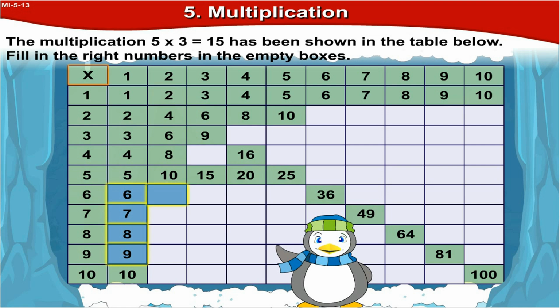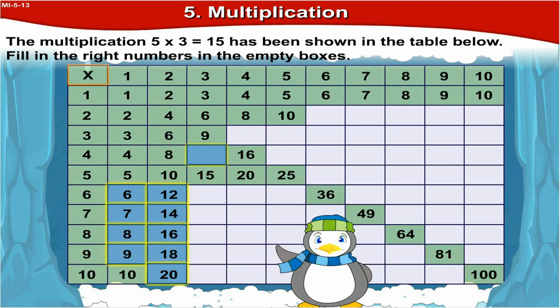Now let us see the next column. We have number 2 over there. 2 multiplied by 6 is 12. 2 multiplied by 7 is 14. 2 multiplied by 8 is 16. 2 multiplied by 9 is 18. 2 multiplied by 10 is 20.